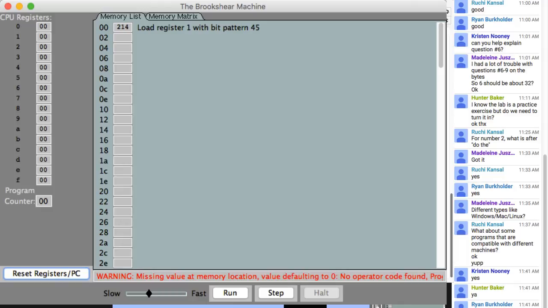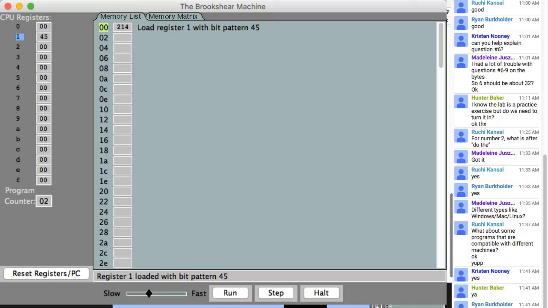Step means do one instruction at a time, one cycle through that fetch-execute cycle at a time. So what step does is it steps through the first instruction. It turns out that 2145 means load register 1 with bit pattern 45. And so after doing that, register 1 has changed to have a 4-5 in it. See that? And the program counter has automatically got bumped up to 02. And if I had an instruction at memory address 02, it would do that. Okay?